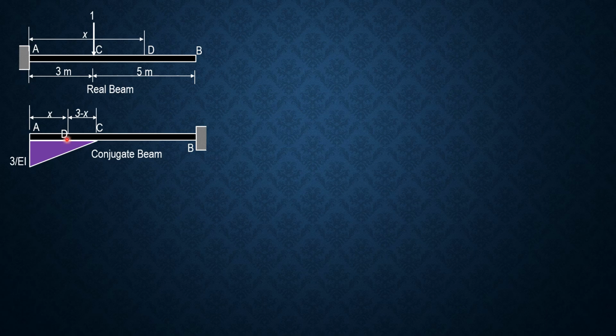So this ordinate is by similar triangles. Ordinate over 3 minus x equals 3 over EI over 3. 3 over EI over 3 is 1 over EI, times 3 minus x. So that's why this is 1 over EI times 3 minus x.